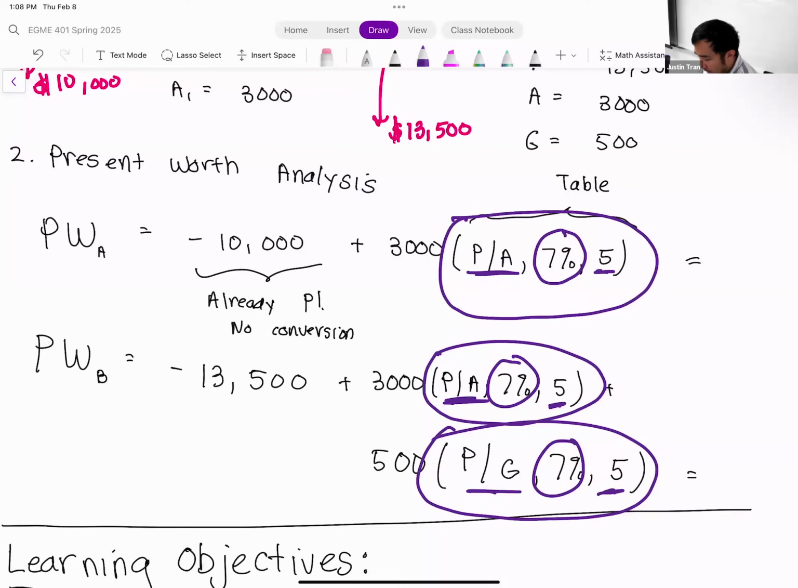All right, so let's write in the factor for the P over A, 7% and 5. We know from the tables that this was 4.100. You can see down here we have the same factor here, P over A, 7% and 5. So that's going to be 4.11. And then for the P over G factor, terrible short-term memory, it's 7.647. Let me just double check that quickly. Yeah, 7.647.